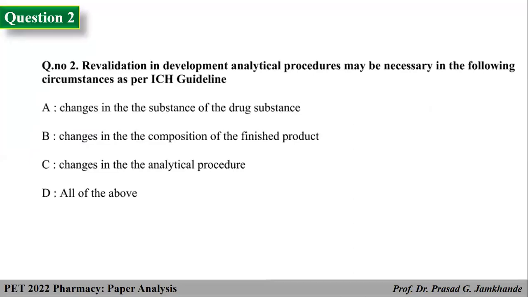Next, revalidation in developmental analytical procedure may be necessary in the following circumstances as per ICH guideline. What are the different circumstances where revalidation is needed? First option, change in the synthesis of the drug substance. No doubt, in this particular condition, revalidation is required. Change in the composition of finished product: if the finished product composition is changed, then again revalidation is needed.